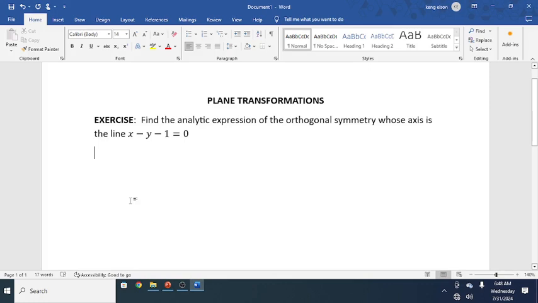Hello guys, we are going to be looking at plane transformations, and there is an exercise here under a specific type of isometry called orthogonal symmetries. The exercise reads: find the analytic expression of the orthogonal symmetry whose axis is a line x minus y minus 1 equal to 0. An orthogonal symmetry is basically an isometry, it preserves distances.